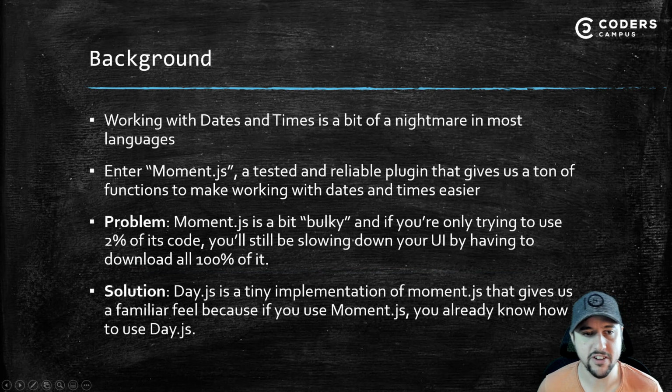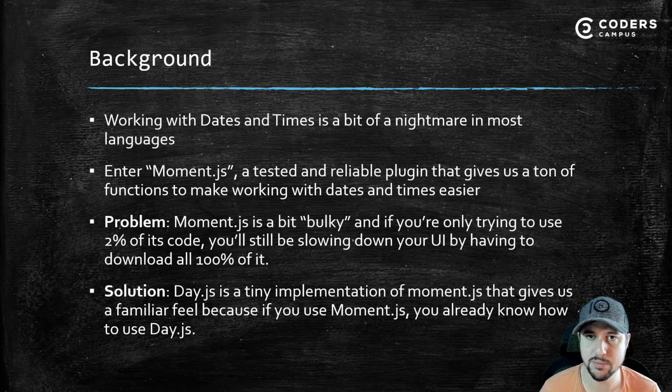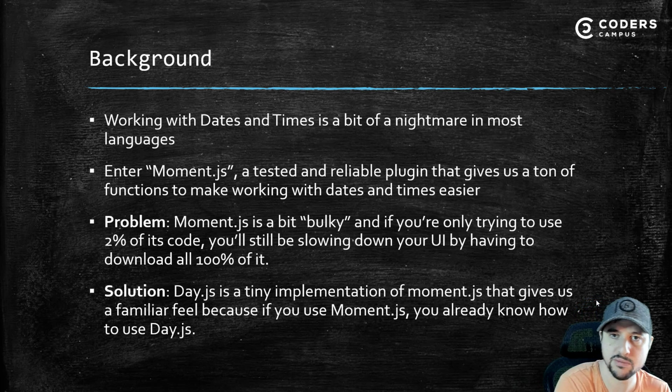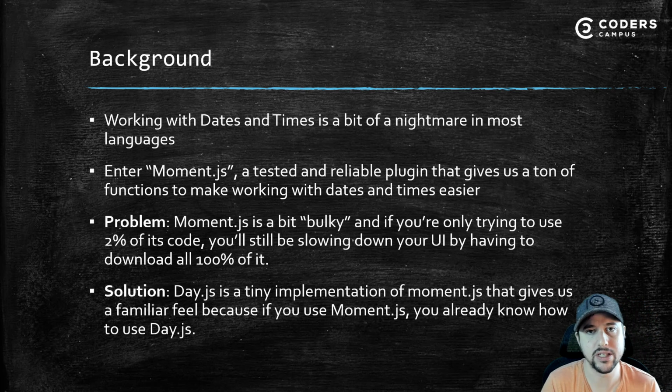Alrighty, so let's dive into a bit of background now. As I mentioned before, if you've ever worked with dates and times in pretty much any language, it's always a bit of a nightmare. And for the JavaScript language, moment.js has been around for, I don't know, 8+ years at this point. And it is a very reliable, tried and true library. It's great, but like I mentioned in the beginning, the problem with Moment is that it's a bit large.